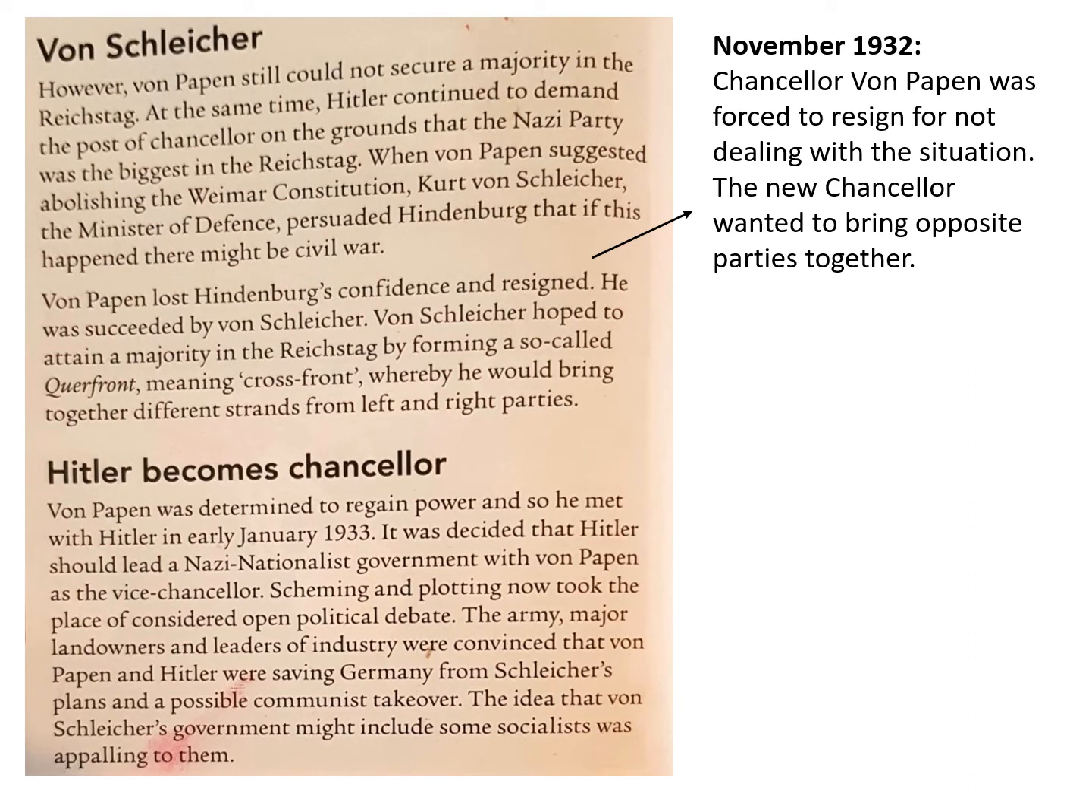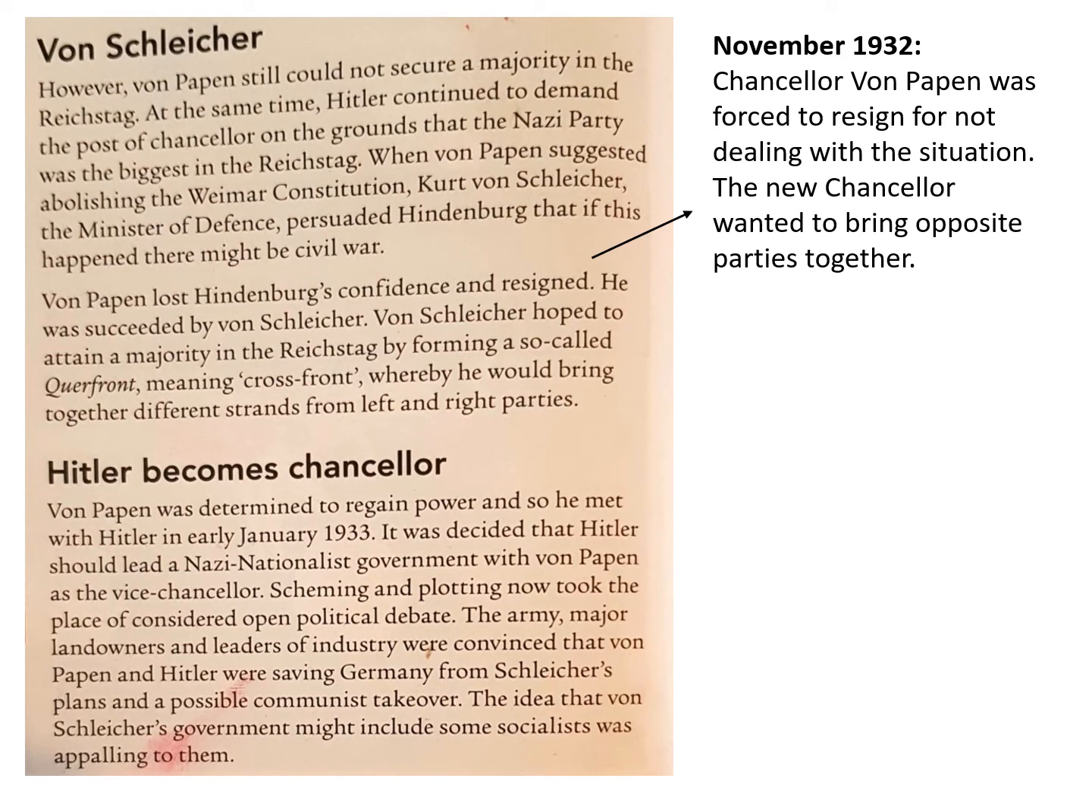If I kind of get friends with him, then I can share the power with him. So he meets with Hitler in early January in 1933. At the meeting, it was decided that Hitler would lead a Nazi nationalist government and von Papen would be his vice-chancellor. Scheming and plotting now took the place of considered open political debate. The army, major landowners and leaders of industry were convinced that von Papen and Hitler were saving Germany from Schleicher's plans and a possible communist takeover. The idea that von Schleicher's government might include some socialists was appalling to them.